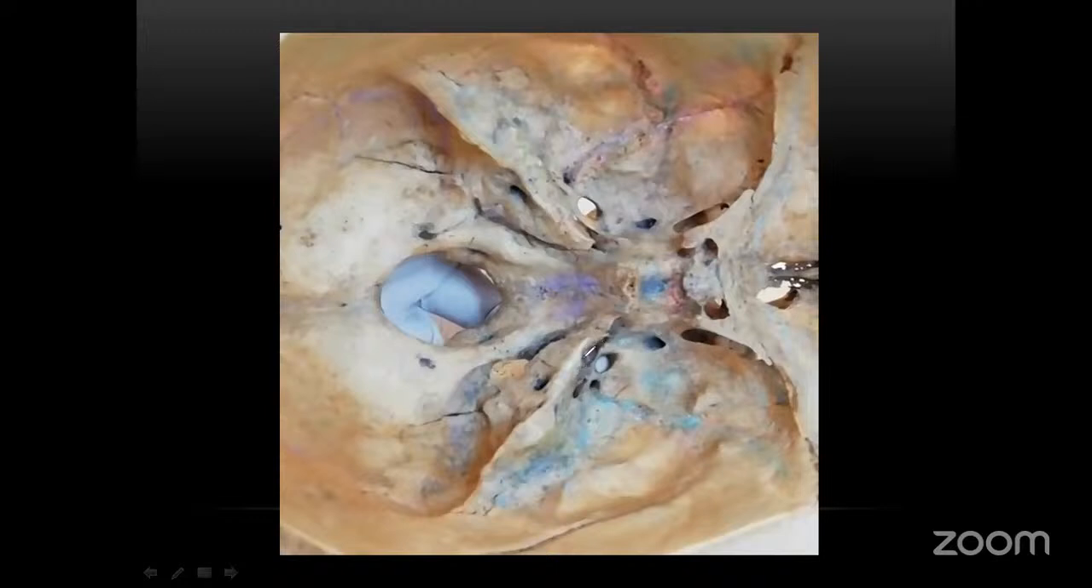Just after this is an elevation. Can you see this elevation? Yes, sir. This is an elevation, and there is also an elevation here. What do we call it? This we call the arcuate eminence. This is the arcuate eminence. After the Meckel cave depression, there is the arcuate eminence.